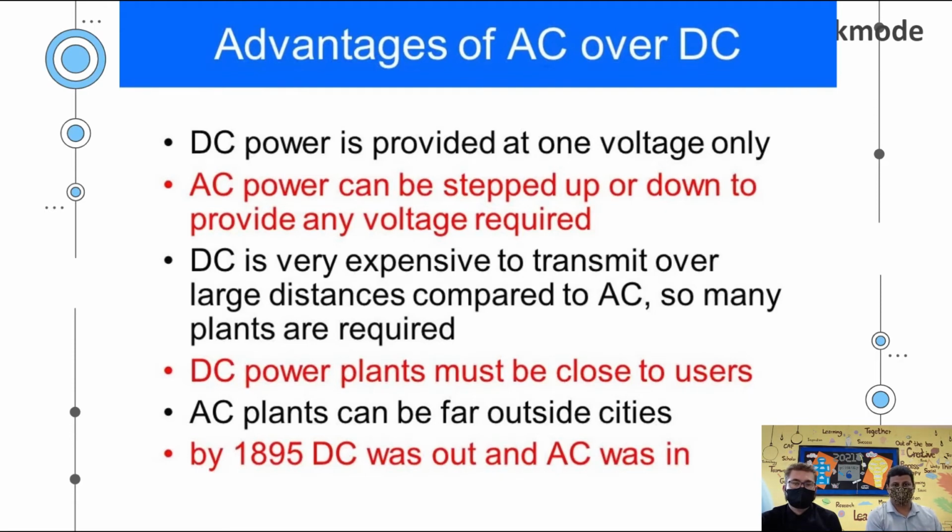And DC plants must be closer to the users. And alternating current plants can be far outside the city as well. Okay? And Thailand actually still uses direct current because it does not have to travel over a long distance. But in America and Europe, two big land masses, they transfer electricity with alternating current.